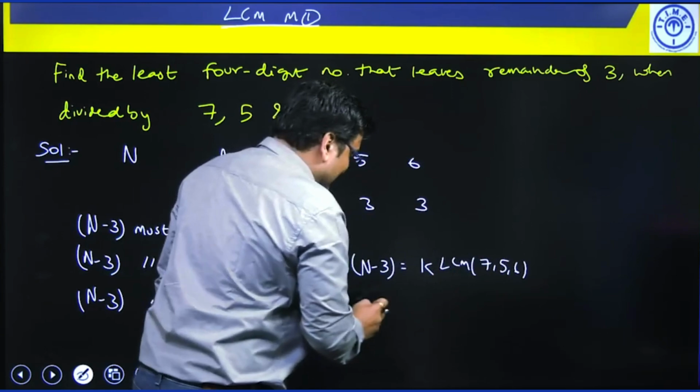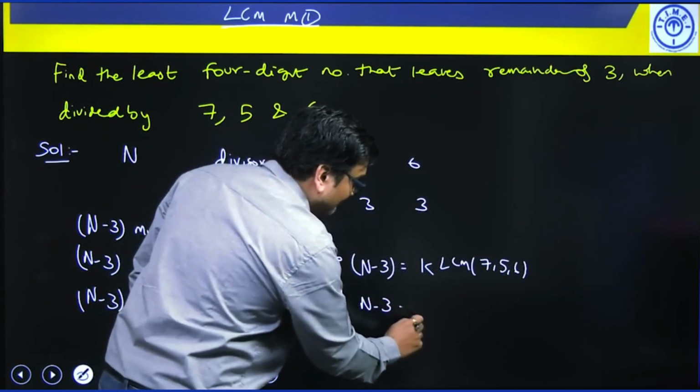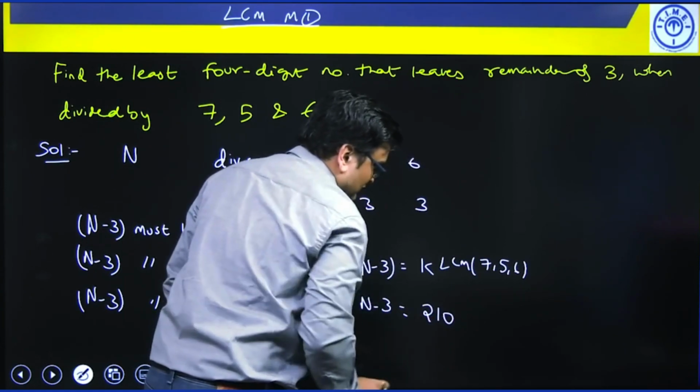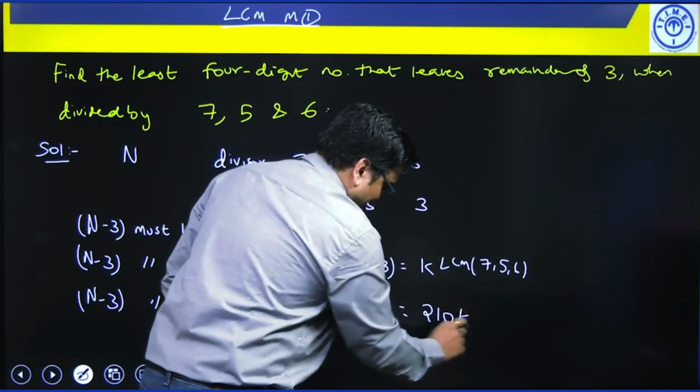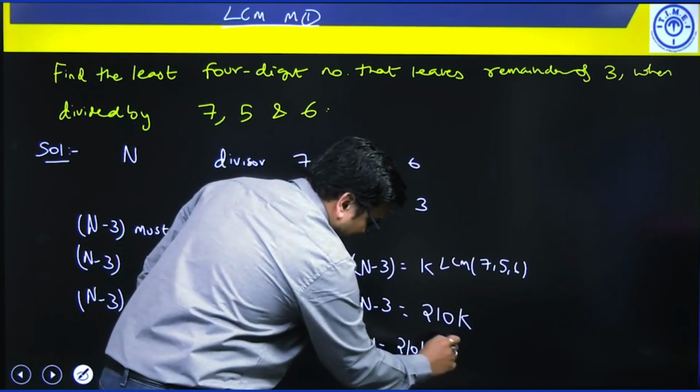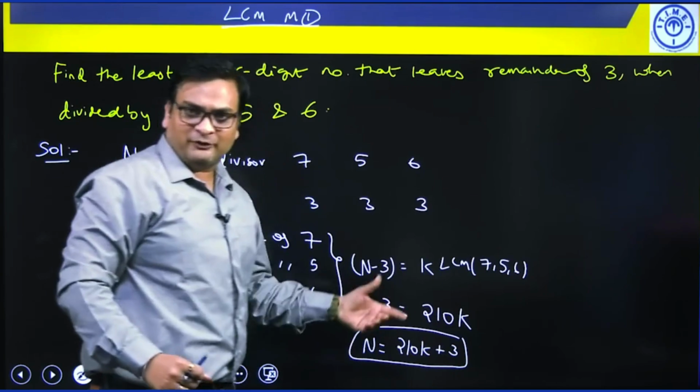Now, what is the LCM of these 3 numbers? Please note. So, LCM is nothing but 210. 210 into k. So, n will be what? 210 into k plus 3. So, my number should be of this form.